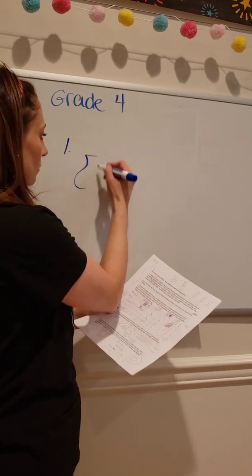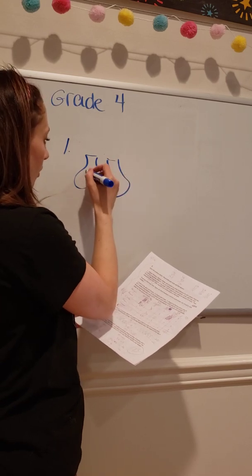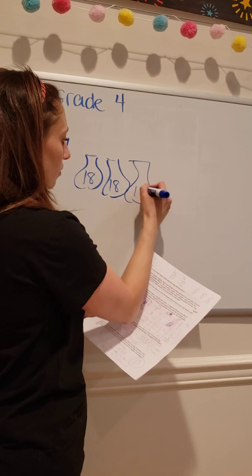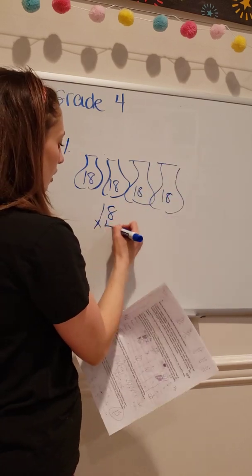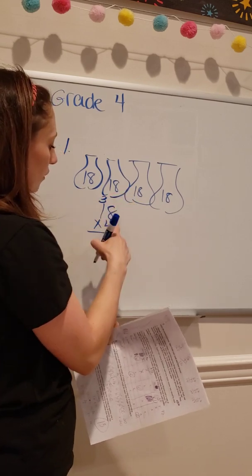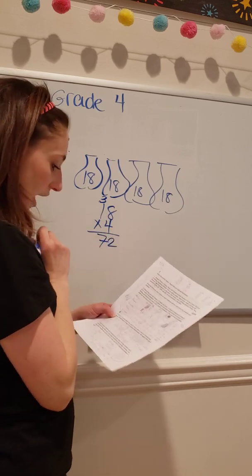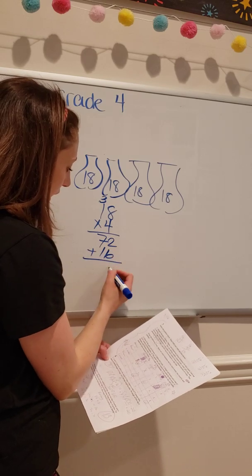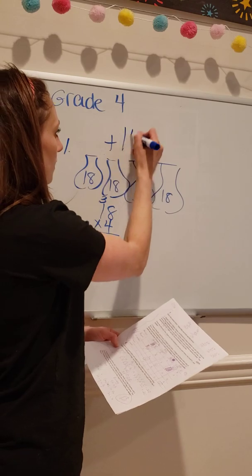In this case, I'm going to do a guess and check. These are the bags. The correct answer is 18. So, 18 times 4. 8 times 4 is 32. Carry the 3. 4 times 1 is 4 plus 3 is 7. And if I add 16 pounds to that, I get 88 pounds. So 4 bags plus 16.